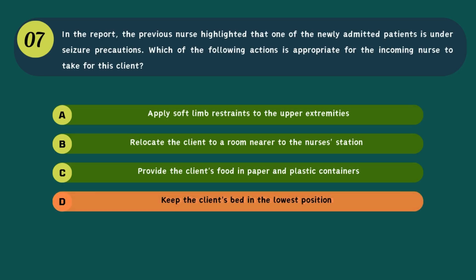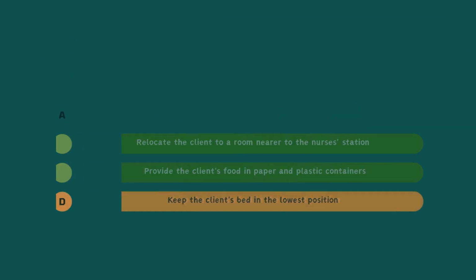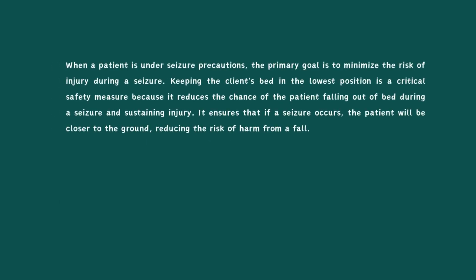Correct answer. D. Keep the client's bed in the lowest position. When a patient is under seizure precautions, the primary goal is to minimize the risk of injury during a seizure. Keeping the client's bed in the lowest position is a critical safety measure because it reduces the chance of the patient falling out of bed during a seizure and sustaining injury. It ensures that if a seizure occurs, the patient will be closer to the ground, reducing the risk of harm from a fall.